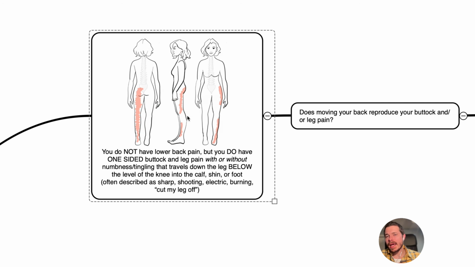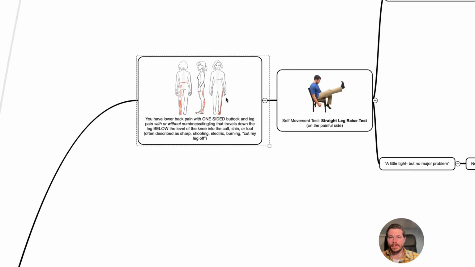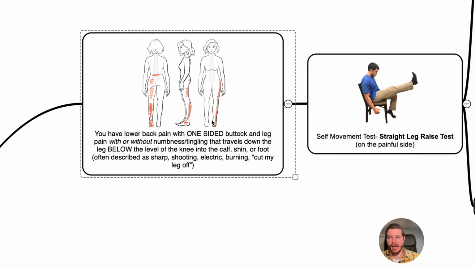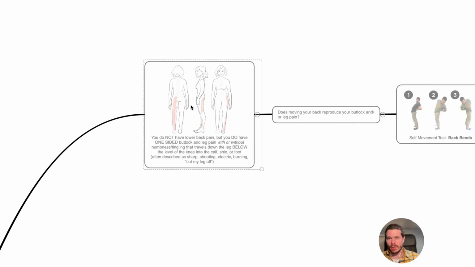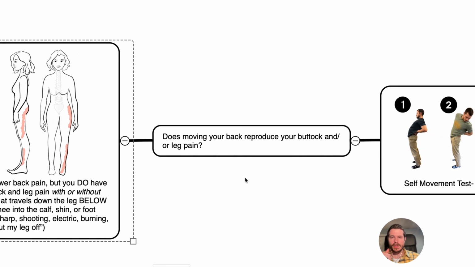Let's just say you do not have lower back pain, but you do have one-sided buttock and leg pain with or without numbness, tingling. It travels below the level of the knee into the calf, shin, or foot. Often described as sharp, shooting, electric, burning, cut my leg off type pain. So, we just went through this one up here. The only difference between the one we're going to talk about now and this one is that this has back pain. What if you don't have back pain? You just have pain in the butt going all the way down the leg into the foot or below the level of the knee. Very common.